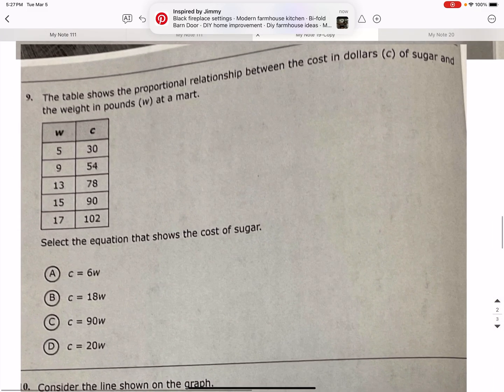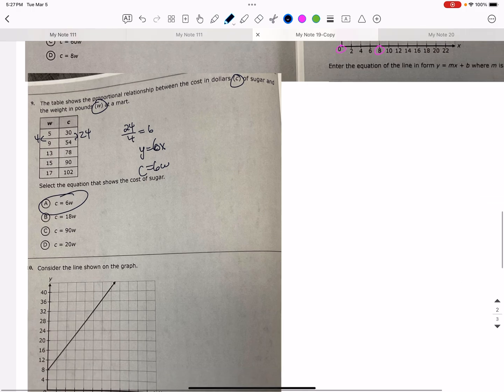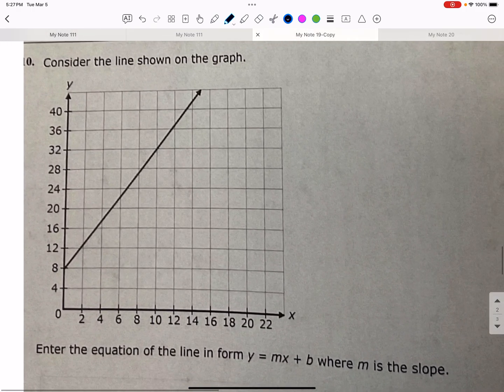Number 9. Let's see, up 24 over 4. 24 divided by 4 is 6, so y equals 6x, but c's and w's, so c equals 6w. Does it change the math at all? No, not at all, just a different letter.